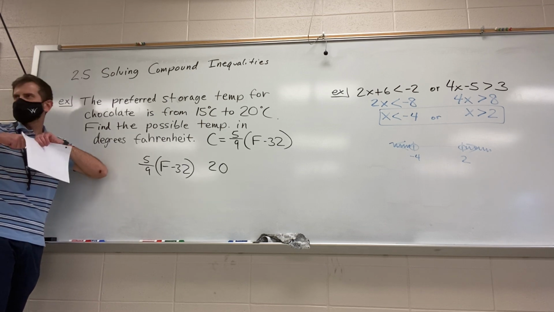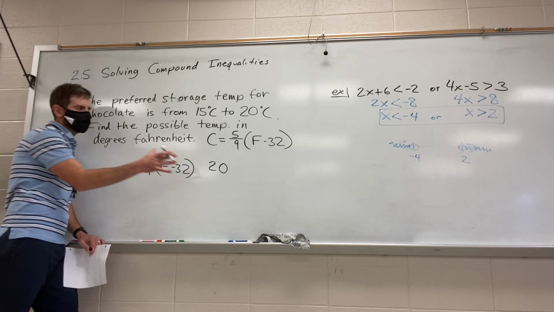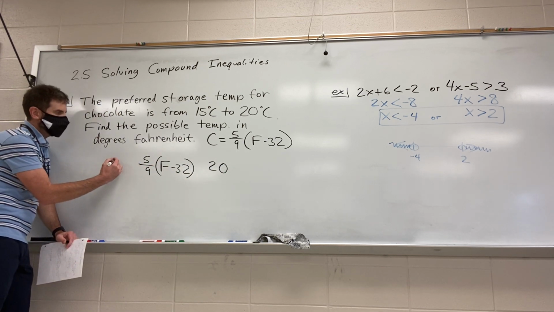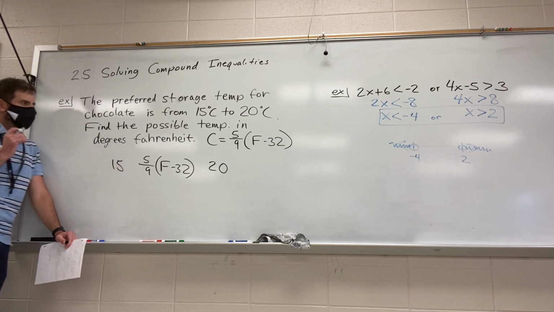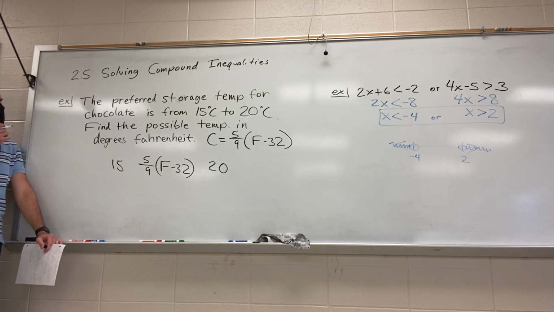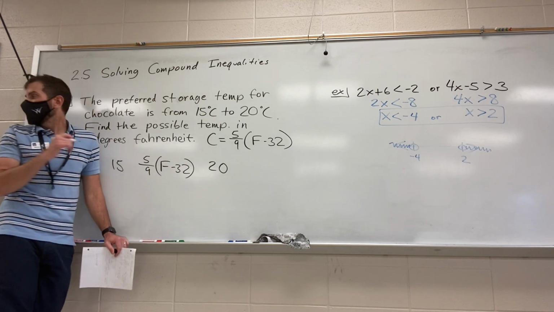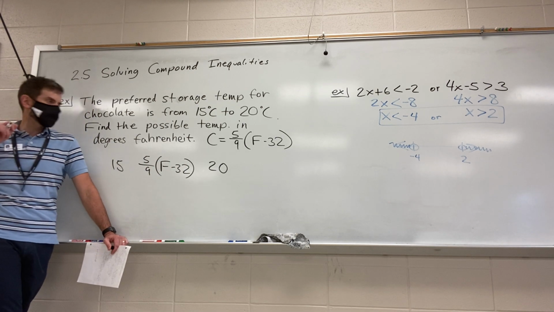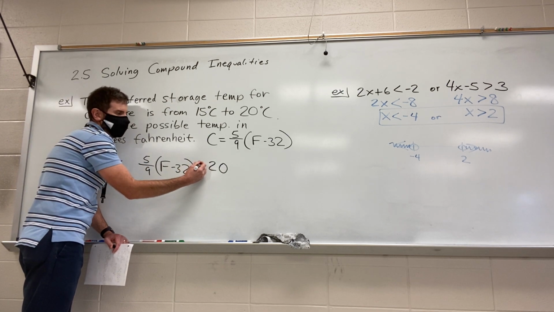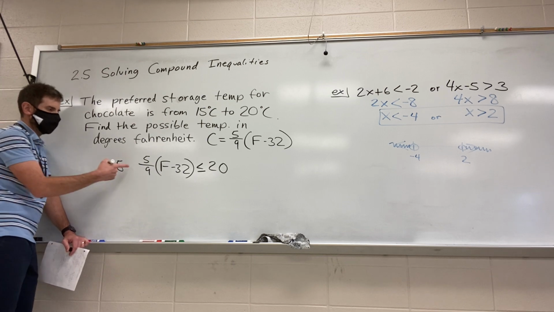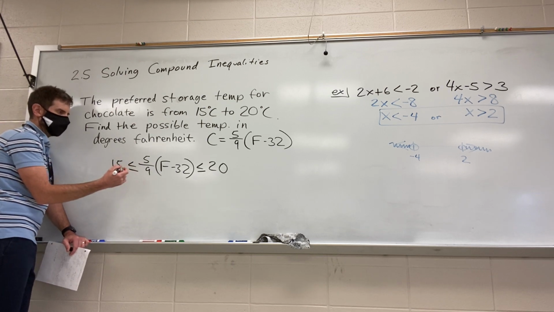All right. Hey, ladies and gentlemen, let's finish this up. So 20's on the right. What's the smallest you can be? 15. And then what's the inequality symbol here? I could see it being equal to as well, because it says it's from 15 degrees Celsius to 20 degrees Celsius. So you can go less than or equal to 20, or what? Greater than or equal to 15.